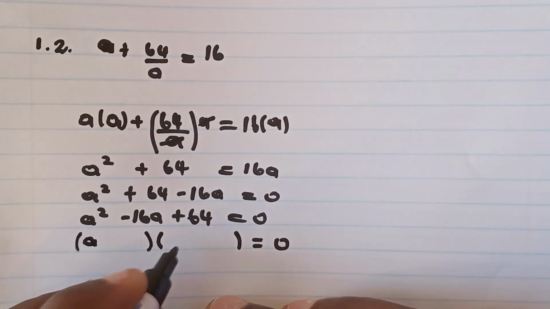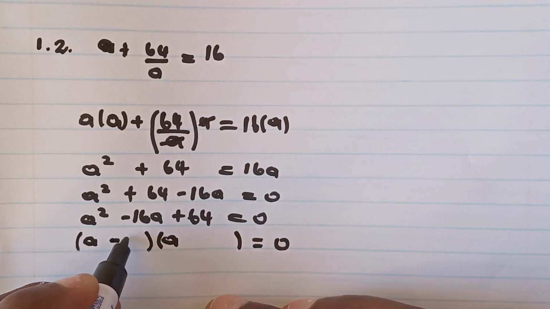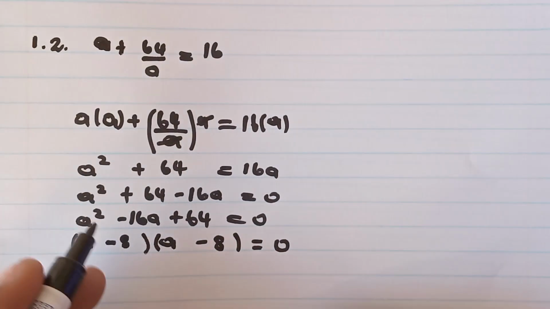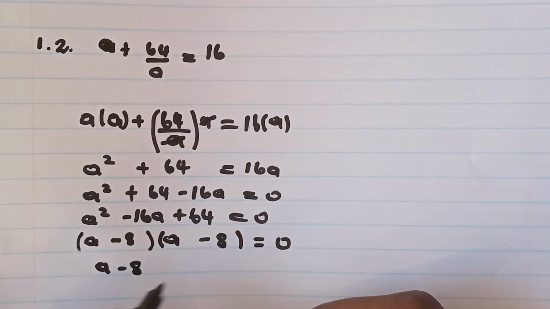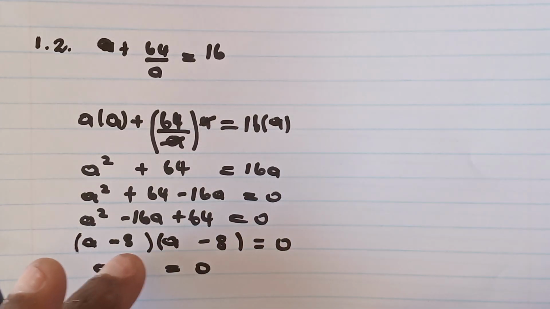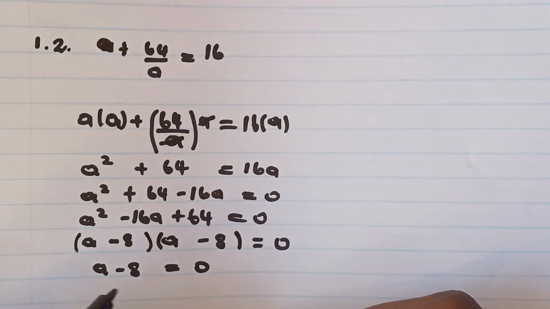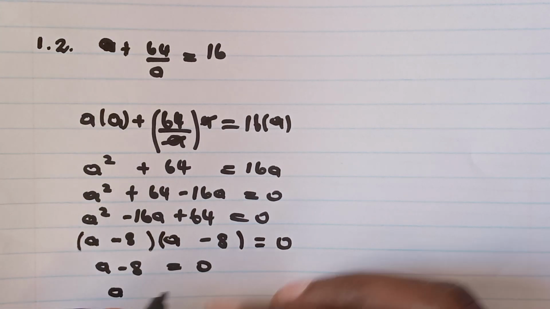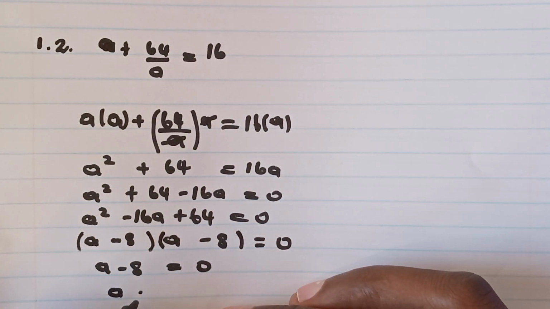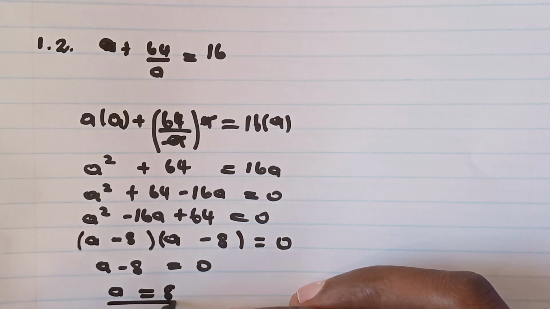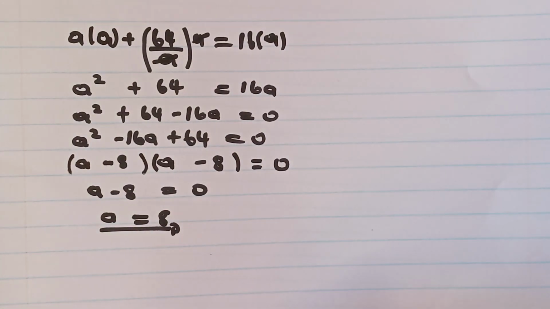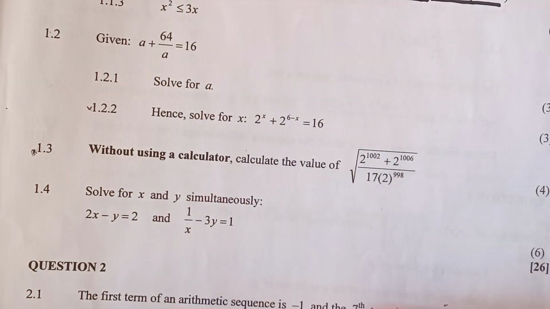And here we put a and we put a. Here is negative 8, then it's negative 8. So a minus 8 is equal to 0. And this thing is the same as that one, so you can just take one of them and say a minus 8 is equal to 0. Then you transpose that 8. It becomes a is equal to 8. That's it for 1.2.1, and let's quickly jump to 1.2.2.